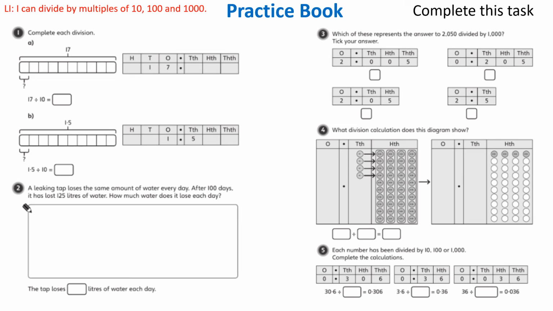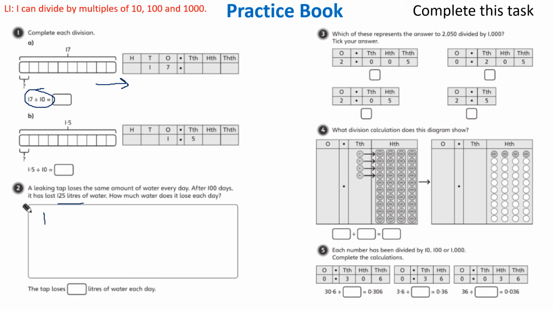This is your practice book for today. Question 1. Complete each division. So you've got 17 divided by 10. Now we know that when we're dividing by 10, we are moving 1 place to the right. And then you can do question B. Let's have a look at question 2. A leaking tap loses the same amount of water every day. After 100 days, it has lost 125 litres of water. How much water does it lose every day?